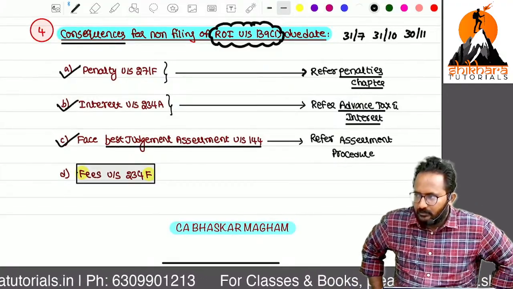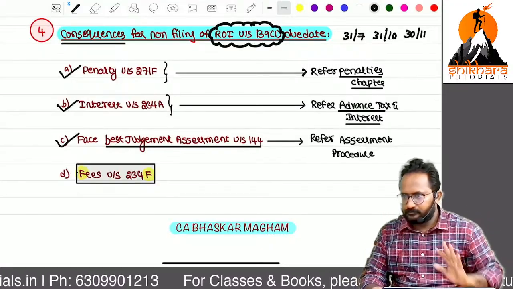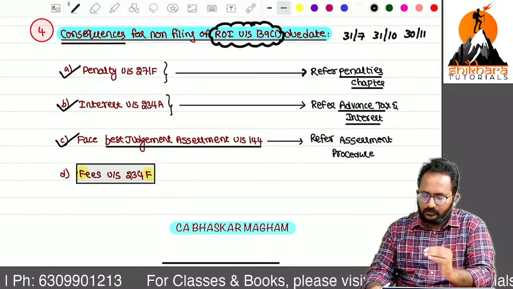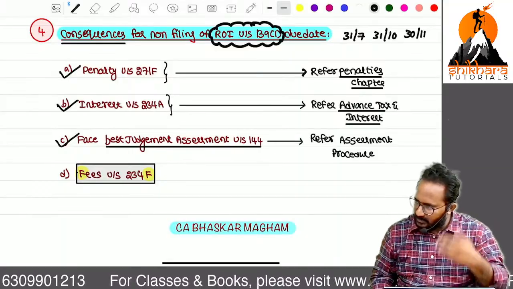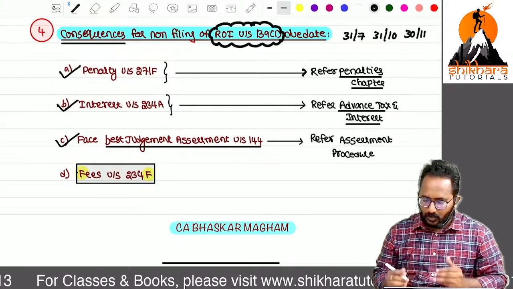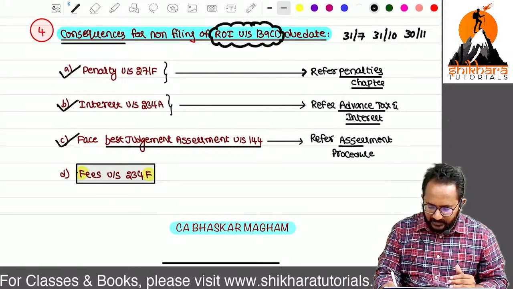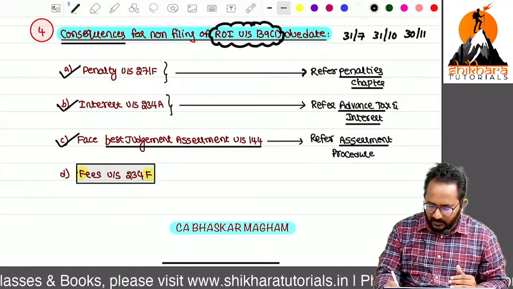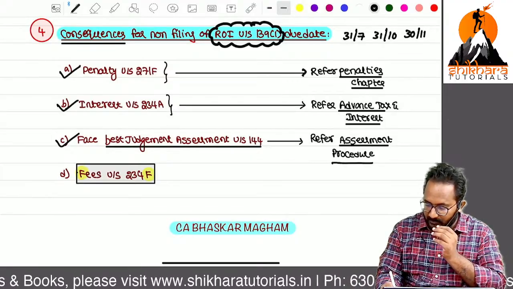For example, if you file the return of income, then the AO will also conduct the assessment on that return of income only. If you have not filed the return of income at all, which assessment will the assessing officer start? Best judgment assessment.